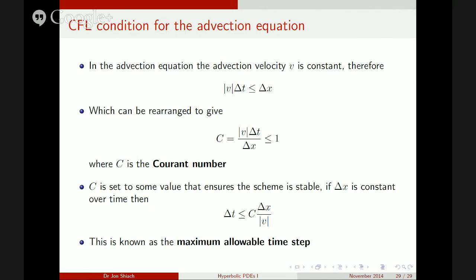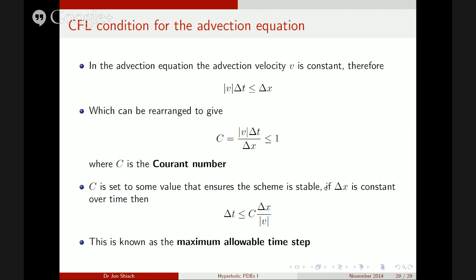There will be a value of c for a numerical scheme which will mean it's stable. Most of them have a value of 1. Some of them don't, so it depends upon what scheme you're using. C is set to some value that ensures the scheme is stable. We'll look at that next week.